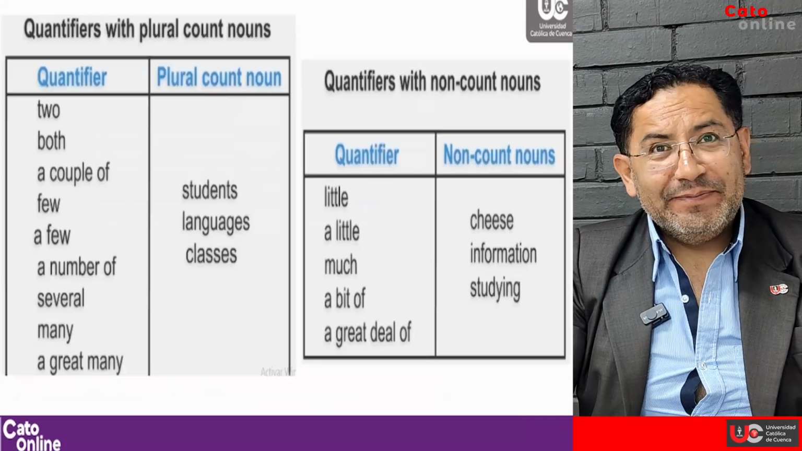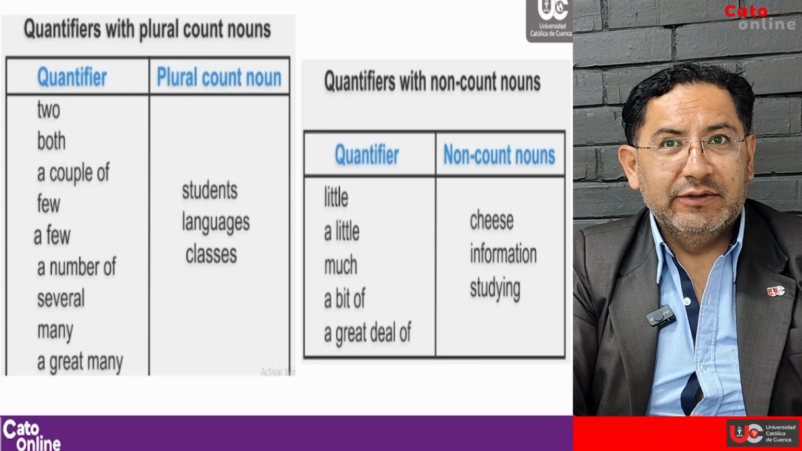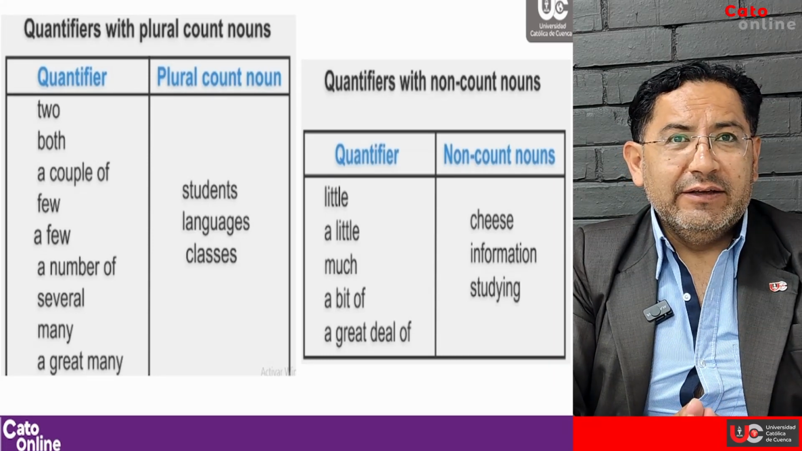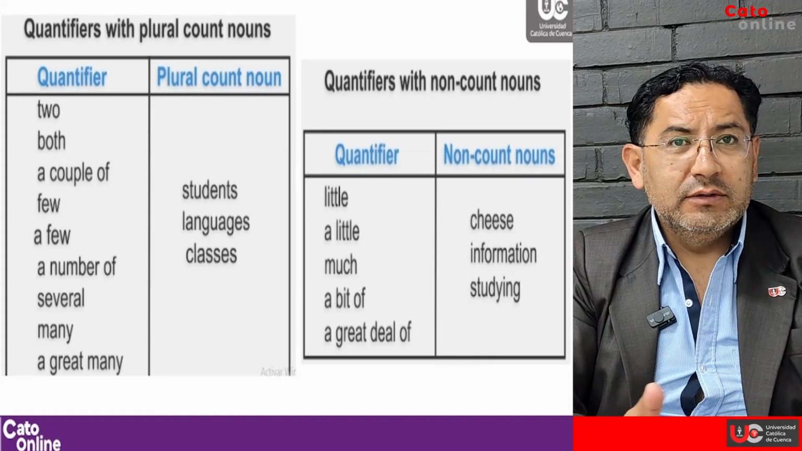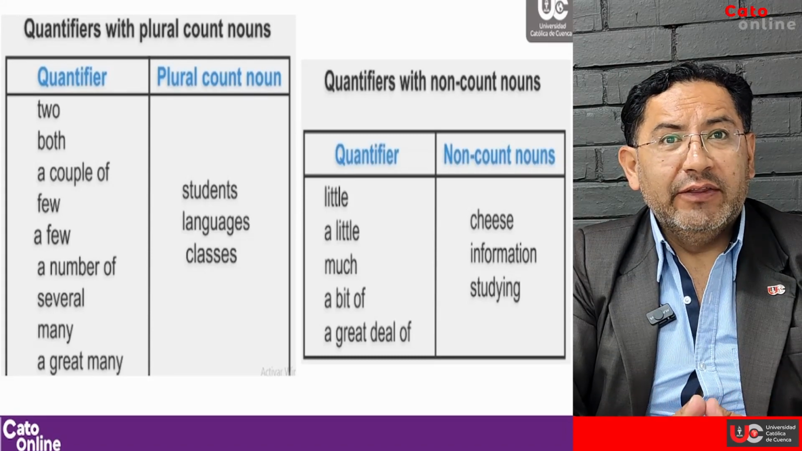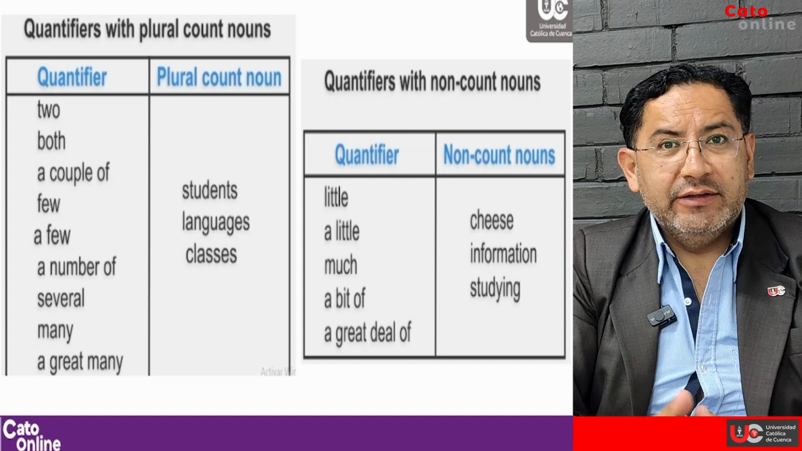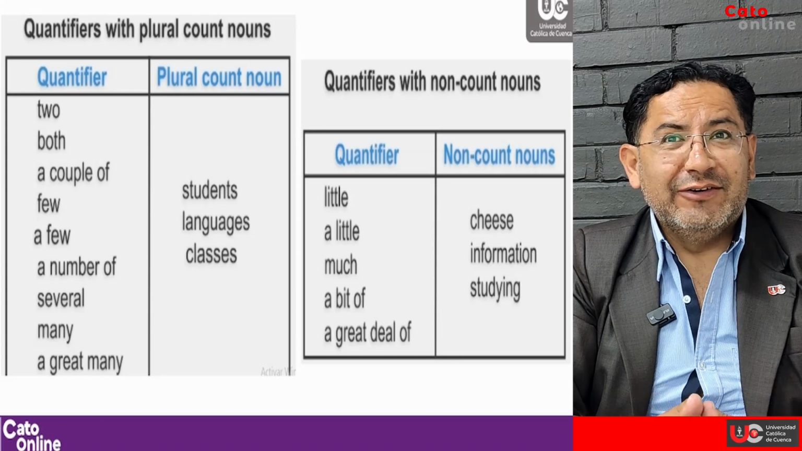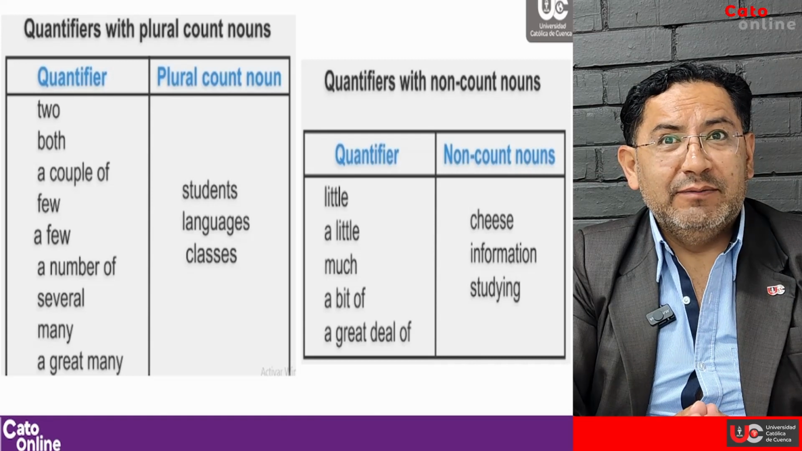Okay, let's see. We are going to talk about the quantifiers with plural count nouns, for example students, languages, classes. Try to focus on quantifiers. We have two, both, a couple of, few, a number of, several, many, a great many. We use: in the class there are two students. I can speak both languages.